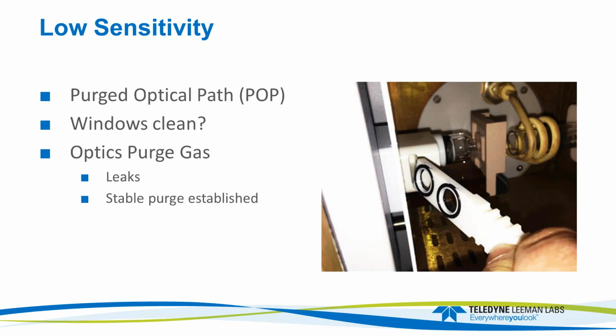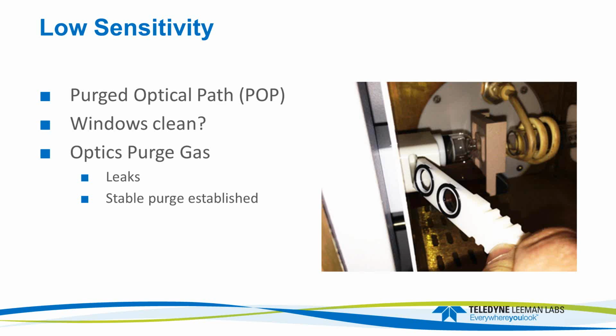Purge the optical path again. It's maybe just a little bit dirty. There may be some leaks. Again, the window is not completely occluded, but it just may need to be cleaned. So I tend to clean these with a little alcohol, methanol or ethanol, and then don't let them dry. Clean them up with a Chemwipe or something before they dry, and then put them back in. And make sure the purge is established.